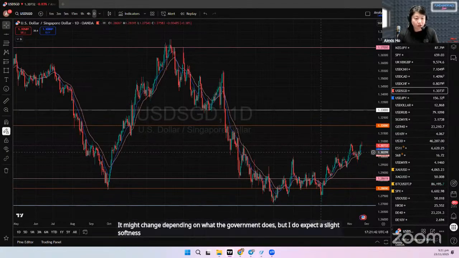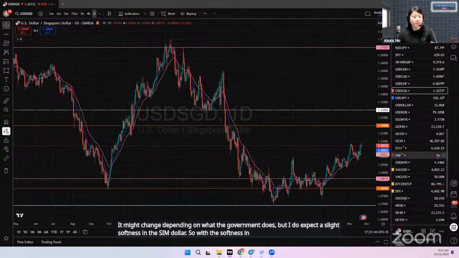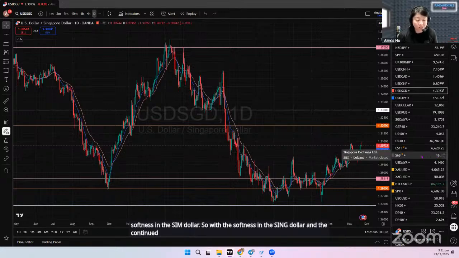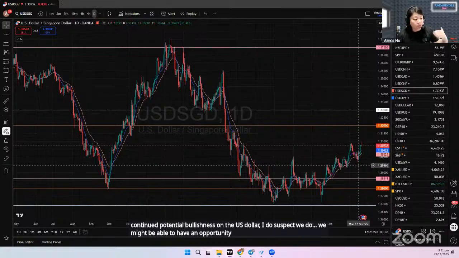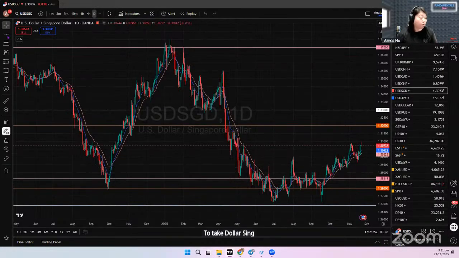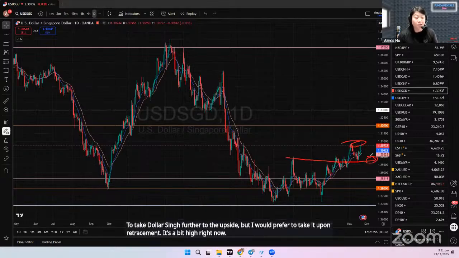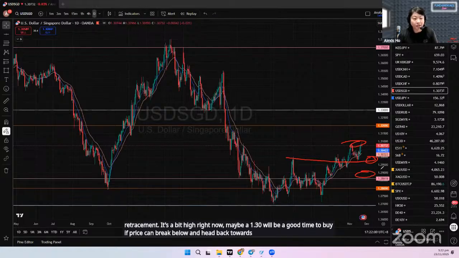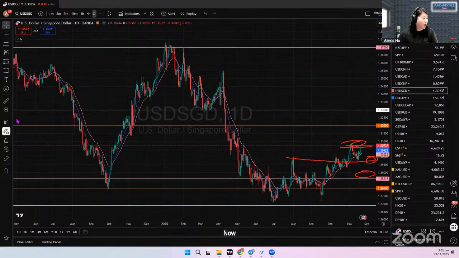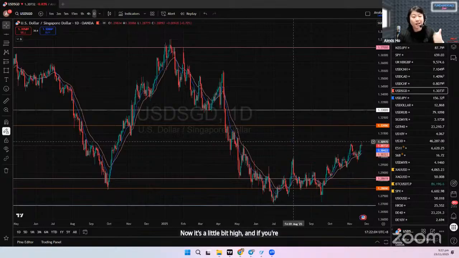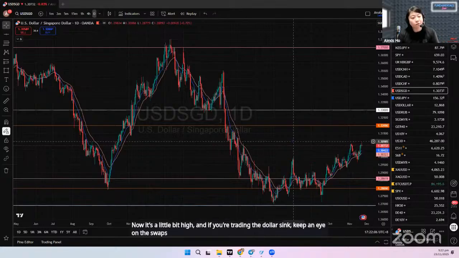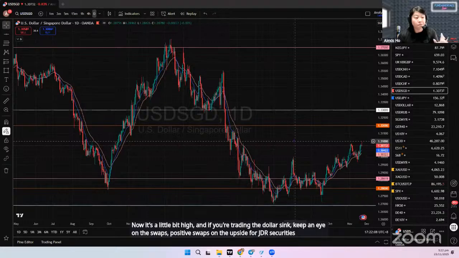So with the softness in the Sing dollar and the continued potential bullishness on the US dollar, I do suspect we might have an opportunity to take dollar Sing further to the upside, but I would prefer to take it upon retracement. It's a bit high right now. Maybe 1.30 will be a good time to buy. If price can break below and head back towards our 1.29, that's my second area of buys. Now it's a little bit high, and if you're trading the dollar Sing, keep an eye on the swaps. Positive swaps on the upside for JDR securities. If you're trading another broker, please be careful of those.